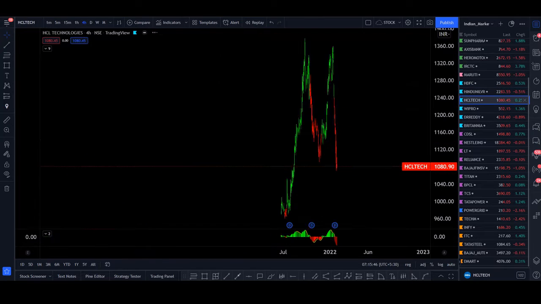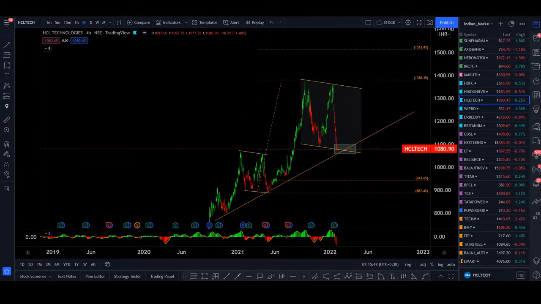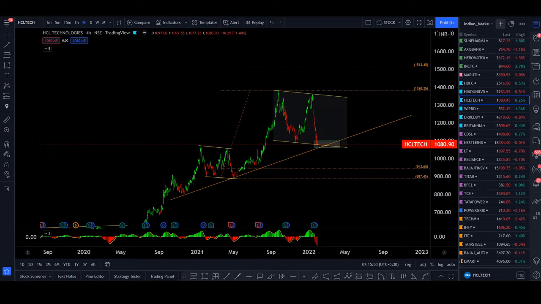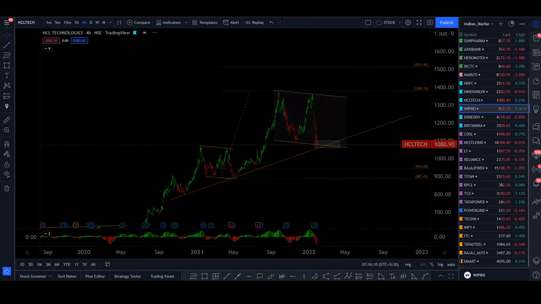Okay, so moving on to HCL Tech. HCL Tech has completed the impulse followed by a B C wave. The C wave is actually impulsive, so we have to be careful and wait for it to get mature before we enter. It may take a week or two to see what happens, so we have to wait and see.